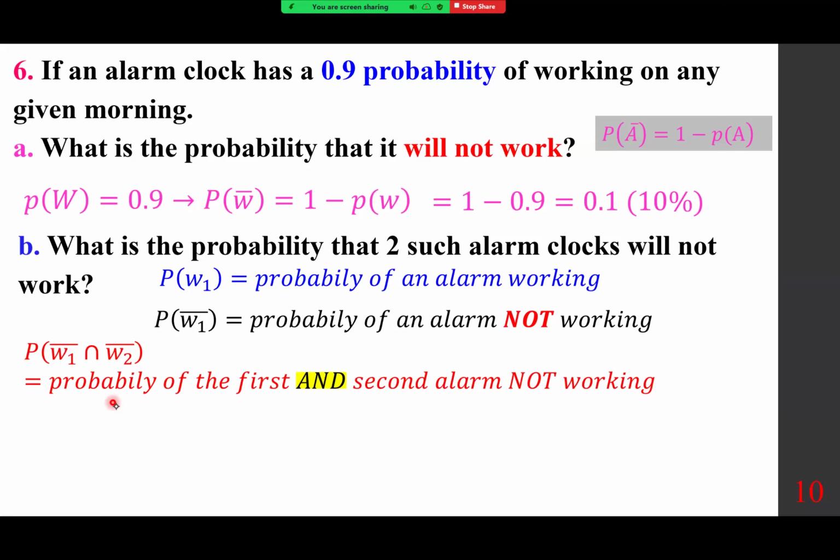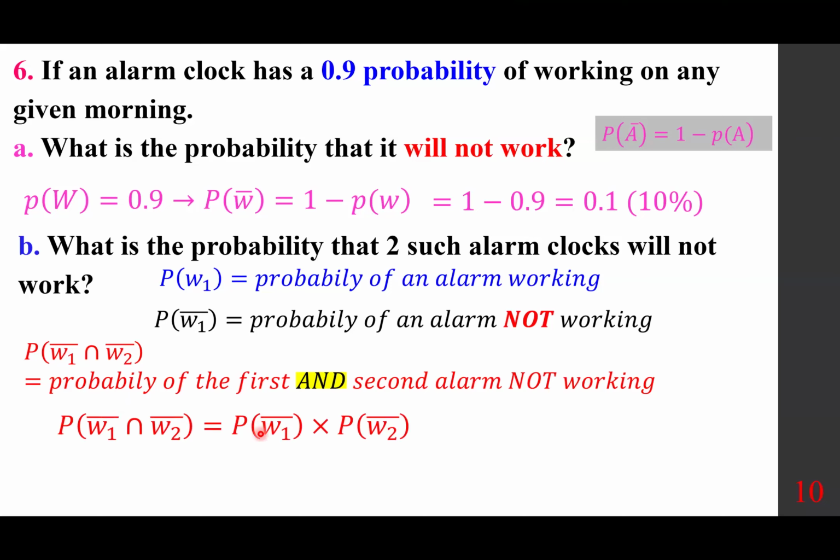For example, if you use the same plug for an alarm clock for both of them and the power outage, then they become dependent. Otherwise, it's independent. So we are going to multiply the two, and each one has a probability of 10% or 0.1 of not working, and the product is 0.01, meaning there's a 10% chance that one of them won't work.